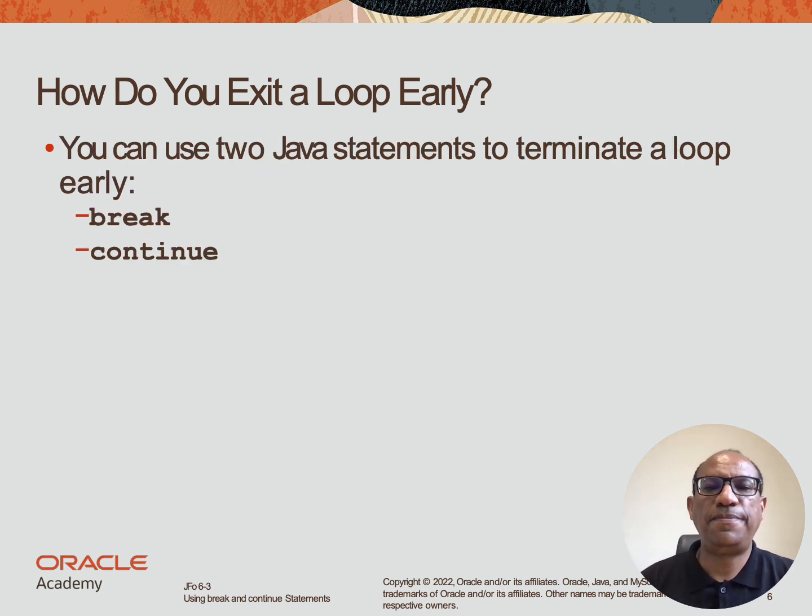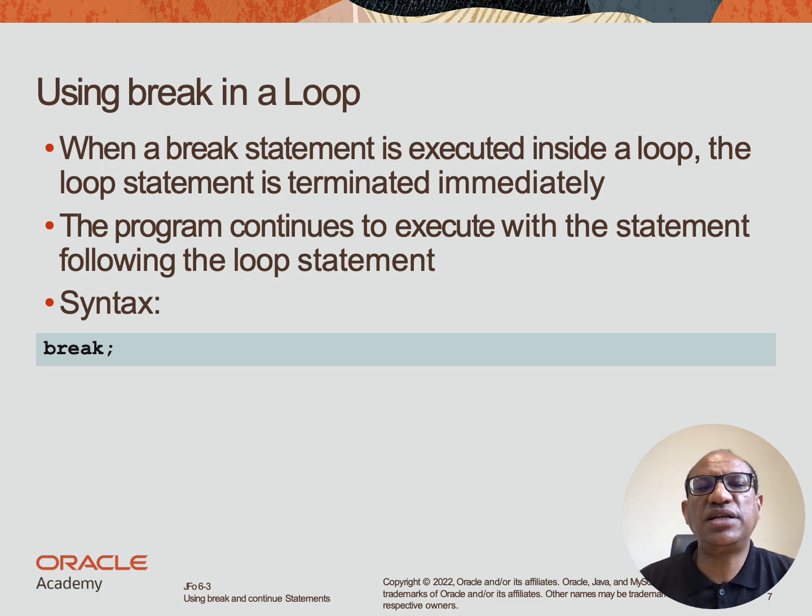So here is the deal. Java gives us two special loop control statements: break, to exit the loop immediately; continue, to skip the rest of the current iteration. Let's look at both. The break statement ends the loop instantly, even if the loop condition still allows for more iterations. After break runs, control jumps to the line after the loop.